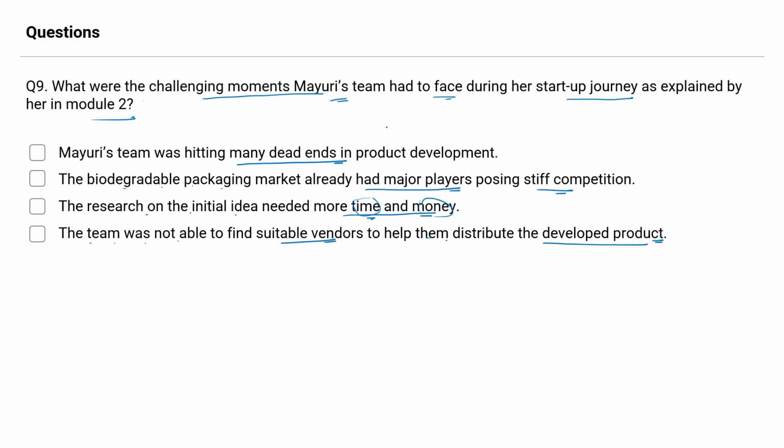Okay. So there are options in different dimensions. Many dead ends in the product development. They were not able to get through. There was a stiff competition by already existing players. They needed more time and money. Again, a very critical factor. And although they had their product, they were not able to identify good or suitable vendors. Vendors will help you distribute the product. Or they are service providers as well. Depends. Service or product providers.